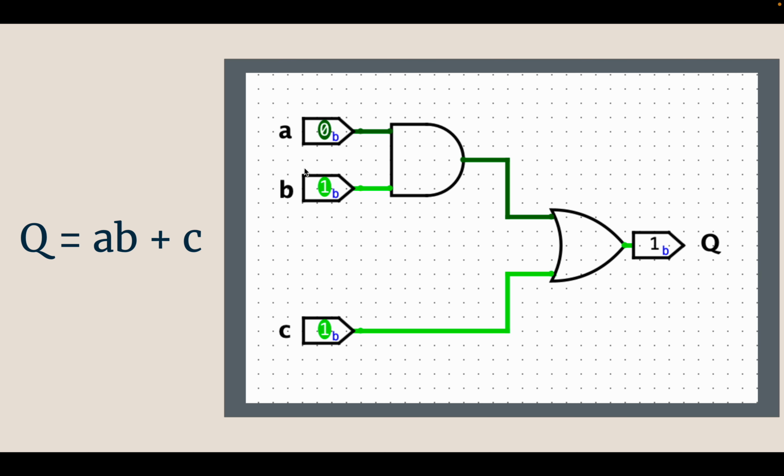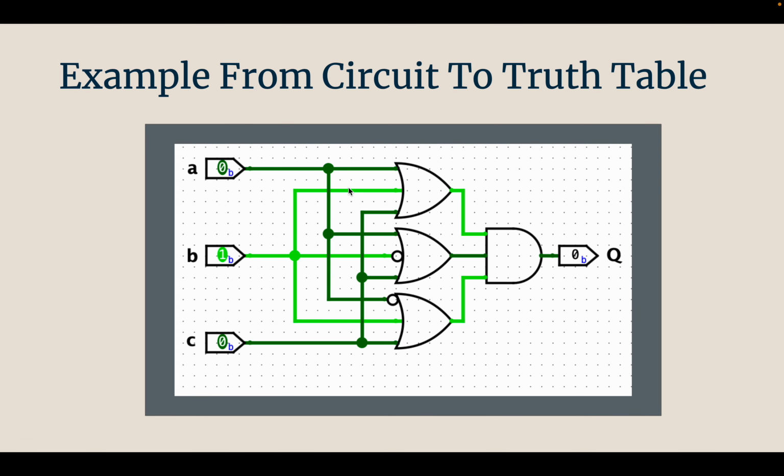We have A, B, C as our inputs, and then Q being our output. And then we have one AND gate and one OR gate. How this represents as an equation, we can look at it like this.